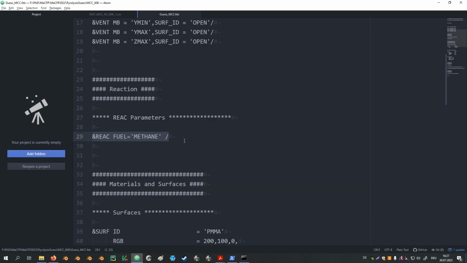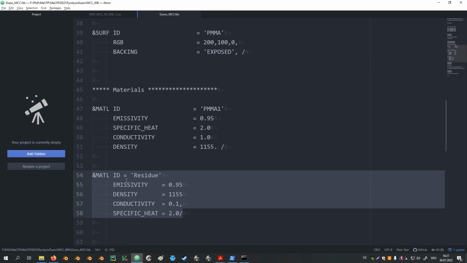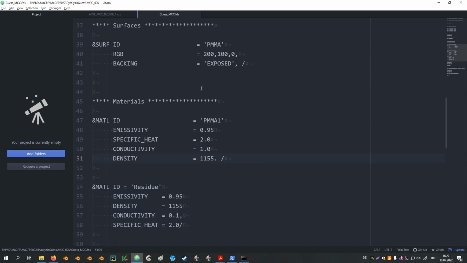Next, the reaction is defined, but this is essentially just a placeholder. Here is the start of a definition for a surface and a material, and also a material is predefined for the residue. Again, here most parameters don't matter because it is just looking at the mass and the temperature rise of that mass.